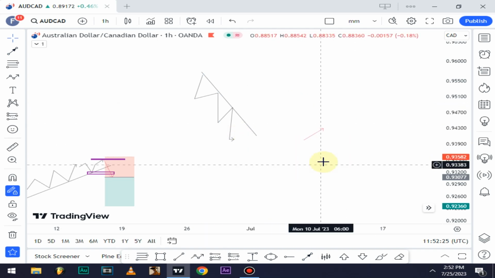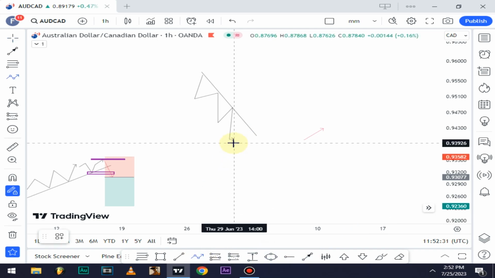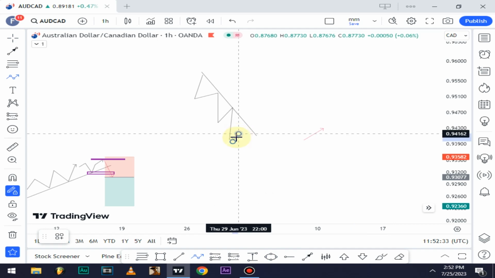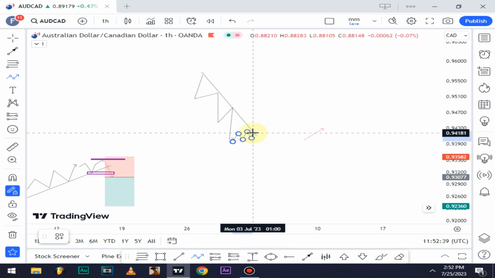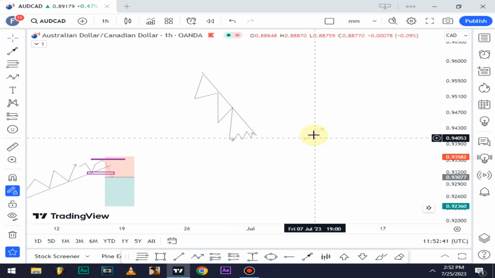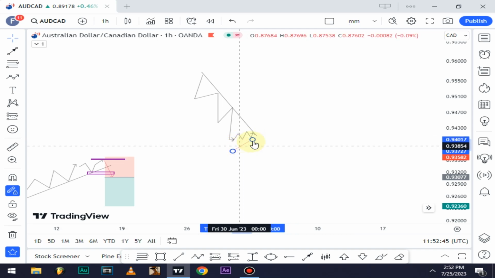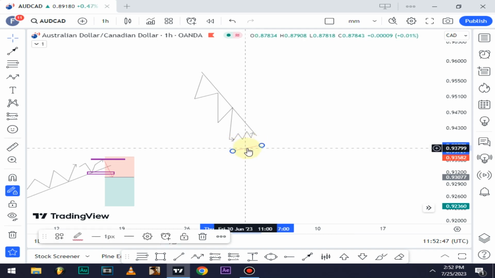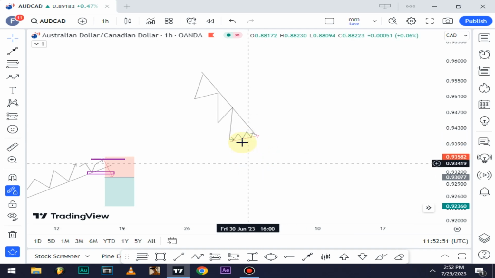Watch out for this. So now when we go back to the lower time frame, we should be expecting that higher highs and higher lows are being formed. This is what I'm talking about. Higher high, higher low, higher high, higher low, and higher high, just like that. Alright, so now this is what's up. Okay, so that is what's happening.